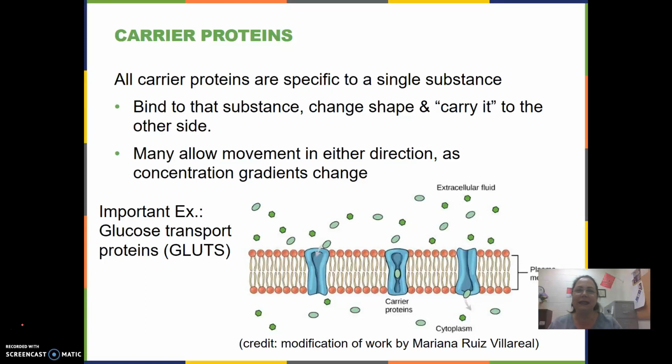This is part 3 of the Chapter 5 lecture notes. On the previous slide we were discussing channel proteins. So let me explain to you the difference between channel and carrier proteins.